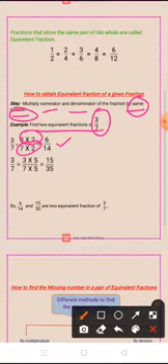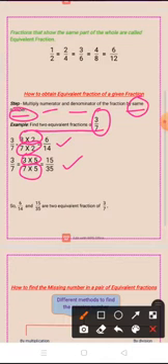Now for the second equivalent fraction, again you can multiply by any number. Here I have multiplied by 5. The numerator is 3 into 5, the denominator is 7 into 5. So we got 15 by 35.